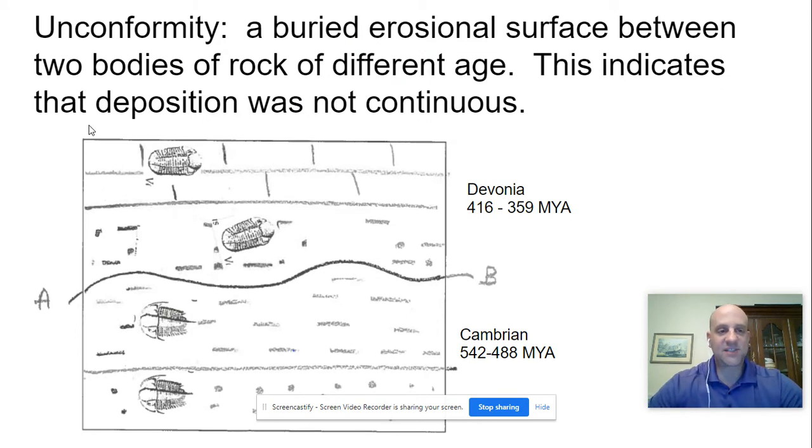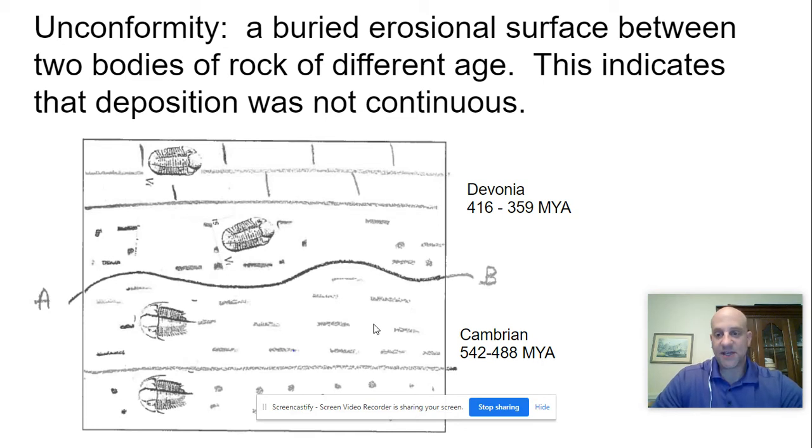Next, we have to deal with something called an unconformity. An unconformity is a buried erosional surface between two bodies of rock of different age, and this indicates that deposition was not continuous. So sometimes we will see that there is obvious evidence of erosion. Other times it may not be so obvious. In a diagram, we use a wavy line to indicate that there was erosion across here.